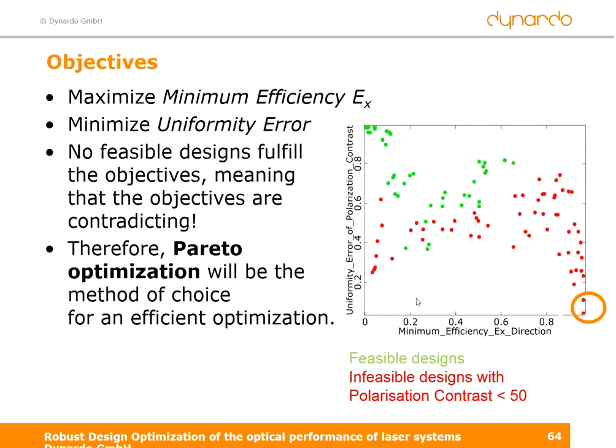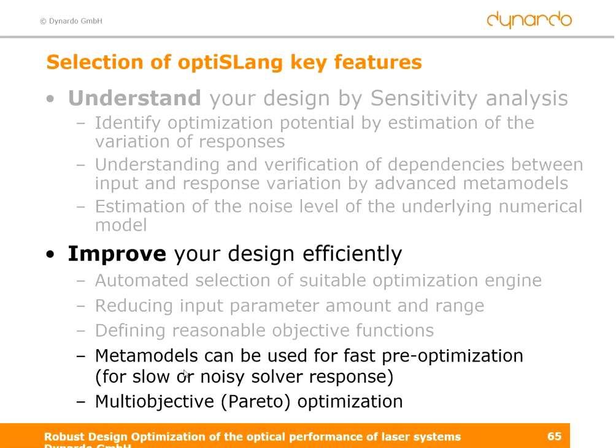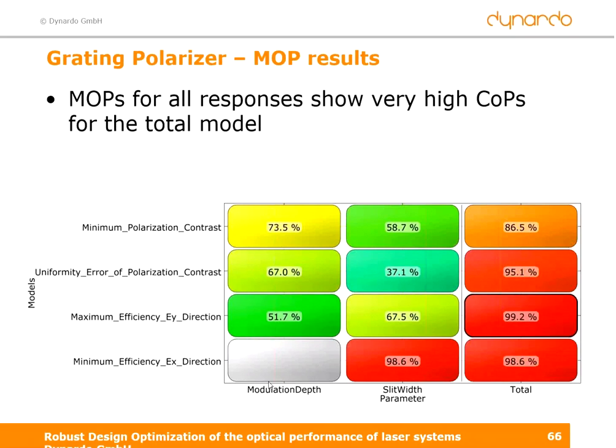And that actually also means that our objectives are contradicting. For contradicting objectives, the method of choice is to do Pareto optimization, which means we have to define two separate objective functions in order to do a very efficient optimization. And you will see how this looks to get a Pareto optimization. We briefly show you also the meta models we obtained, because we can now use these for a fast pre-optimization for this quite slow or noisy response.